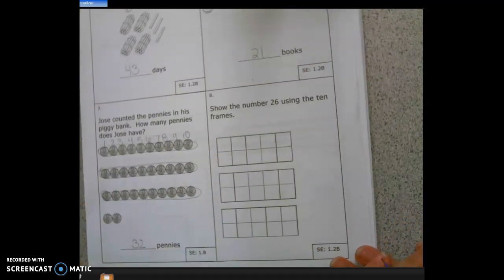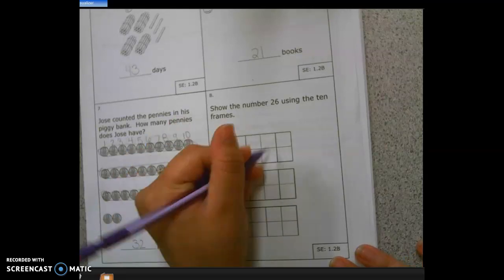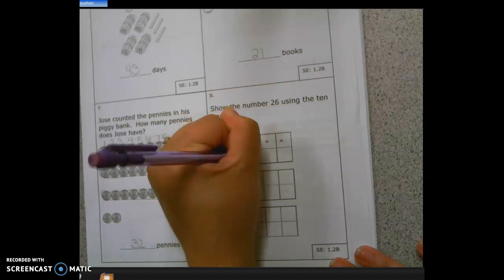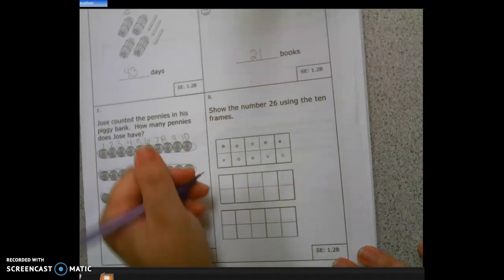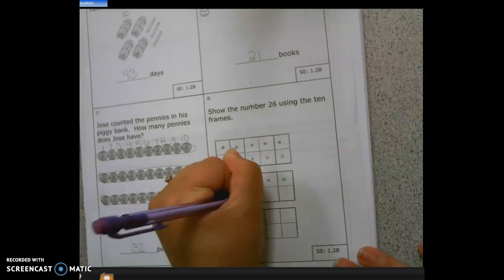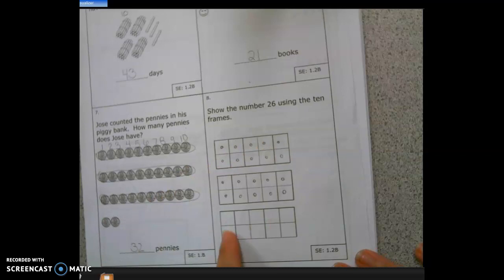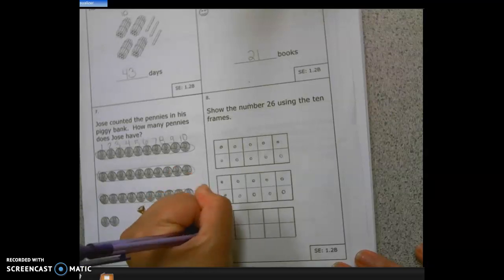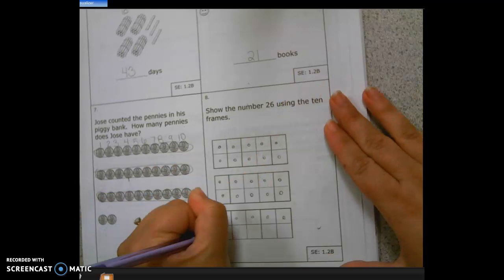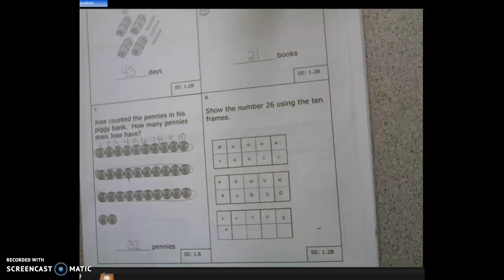Show the number 26 using the 10 frame. How many is this, boys and girls? 10. 1, 2, 3, 4, 5, 6, 7, 8, 9, 10. How many is this? 10. So we're going to go up to 20. 11, 12, 13, 14, 15, 16, 17, 18, 19, 20. Can I fill this whole 10 frame in, boys and girls? No. How many do I have left to fill in? 6. Could you fill it in like this? Yes. Could you fill it in a different way? Yes. Does the way you fill in 26 matter? If you understand what is expected on your homework, give me a thumbs up. Way to go, boys and girls.